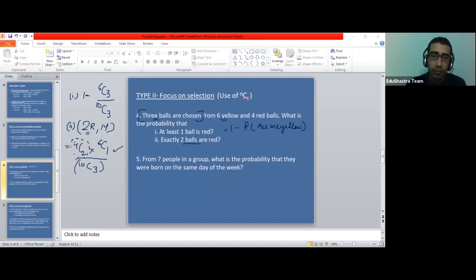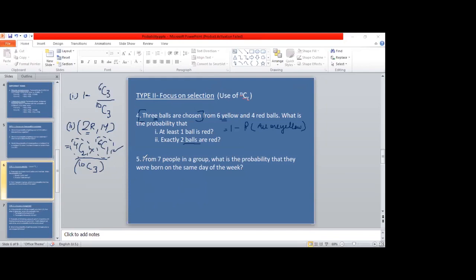So from 4 red, you need to draw 2, and from 6 yellow, you need to draw 1. That is the favorable case. And of course, the total case continues to be 10C3. I hope I've answered your question.